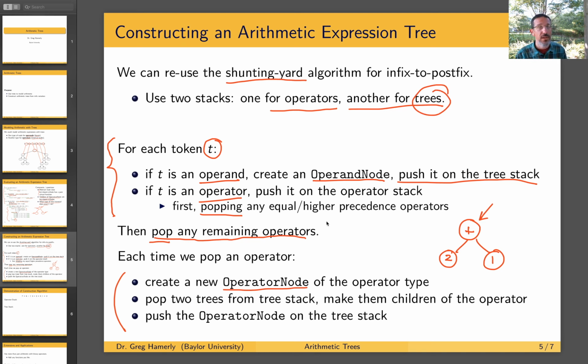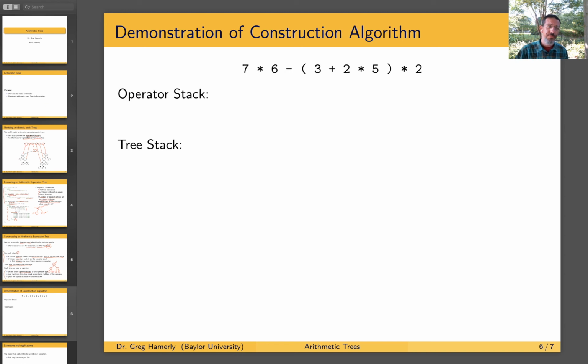Okay, so let's take a look at what this actually looks like. And by the way, this 1 and 2 here, these are the first and second things I popped off the tree stack. These could be themselves trees that had children as well. So let's take a look at what this looks like in a real example. I think this will make it clearer for you. So we're going to follow the rules that we just talked about.